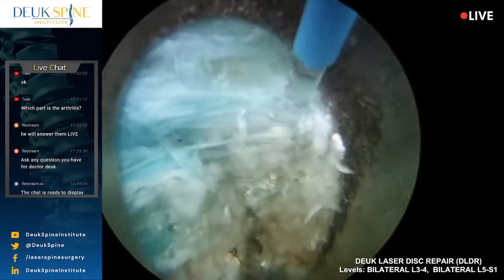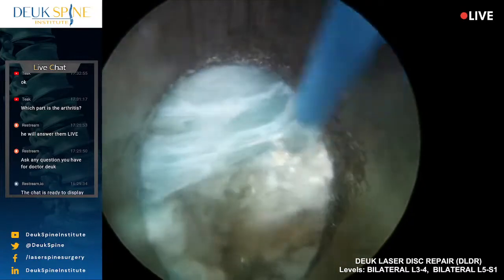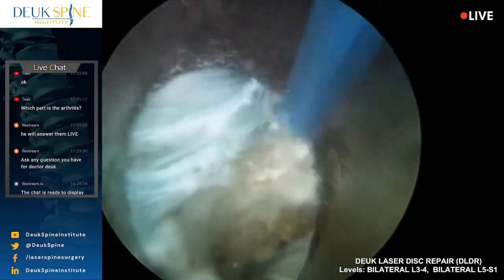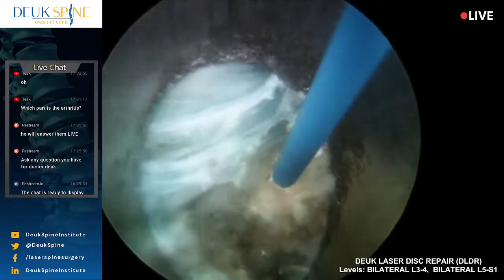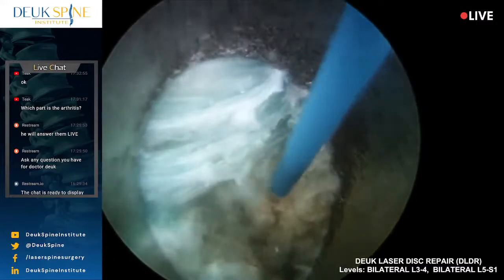All right, we're just about done. There is where the nerves are. And you can see how little scraggly it is still here. I'm going to clean that up. Want to make sure this heals properly. At this point, we're done with the decompression of the nerve roots. And we're done with the annular debridement.